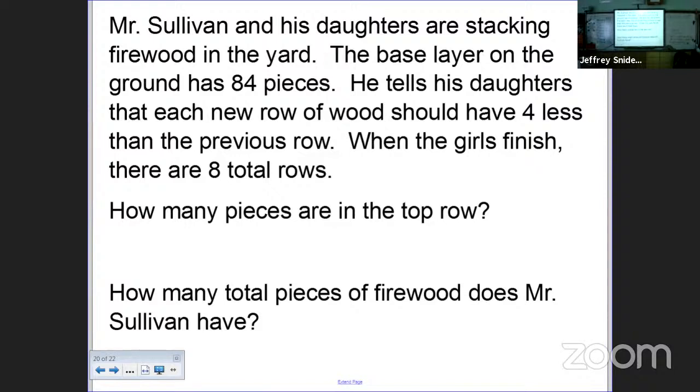All right. So we're going to go ahead and just do two word problems here that are sequence and series types of problems. Okay. So here we have a problem.